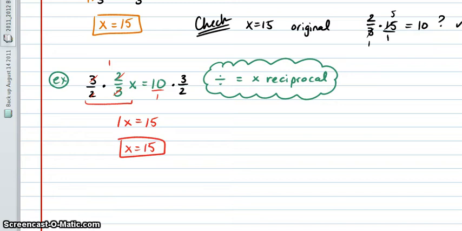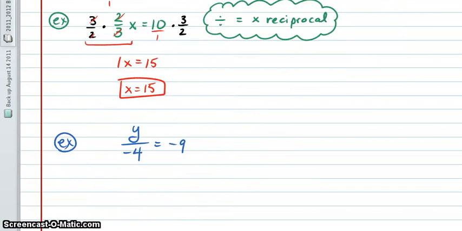So that was a multiplication equation. What about division? So let's say we have a variable y being divided by -4, and it's equal to -9. You have to be very careful with division. A lot of times I see people wanting to divide when they see division, but you can't. Remember, you need to multiply. And I'm going to show you why we need to multiply.